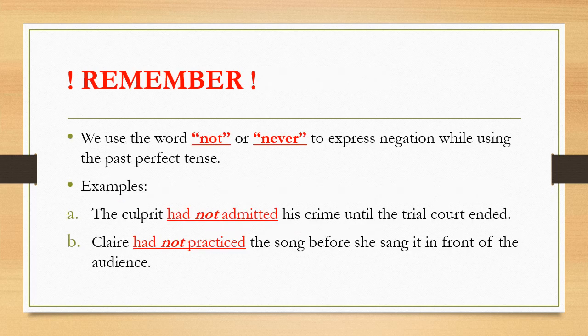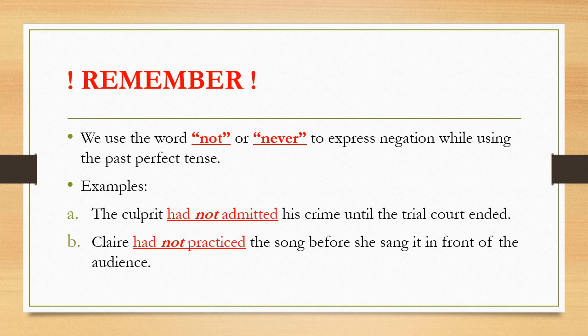So last point to remember naton is what if gusto naton himuon ang past perfect tense nga negative. Okay? What will we do? Of course, we use the word not or never. Okay? So let's read. We use the word not or never to express negation while using the past perfect tense. Of course, you know what I mean. Ang translation sang word nga not or never sa Ilonggo or Hiligaynon is hindi.